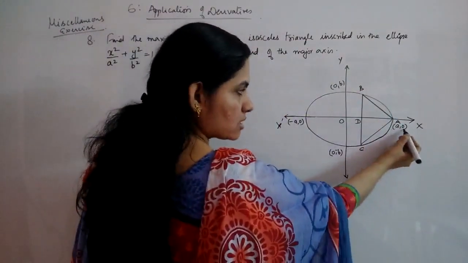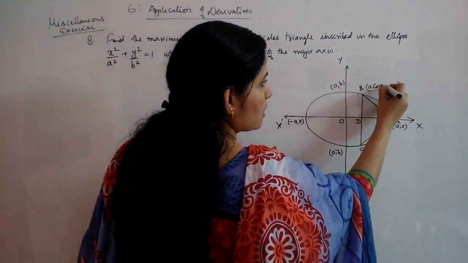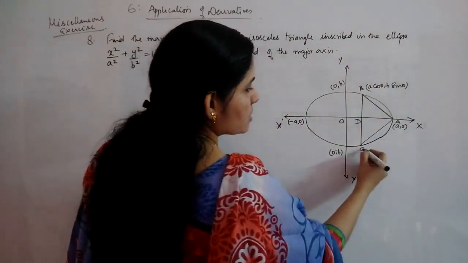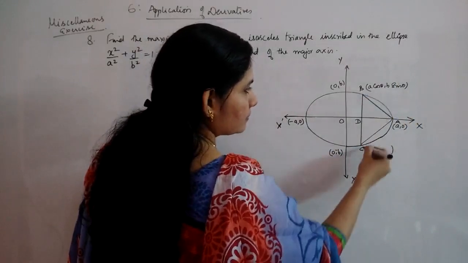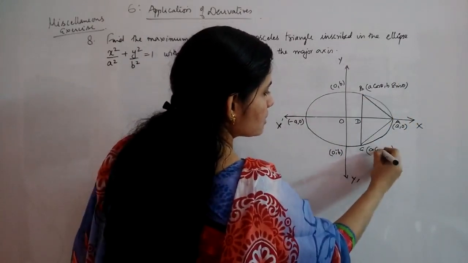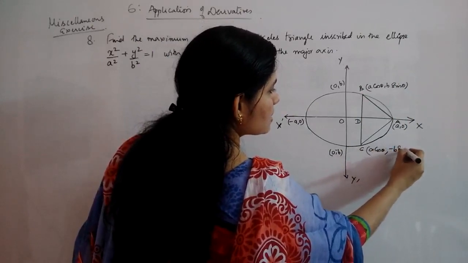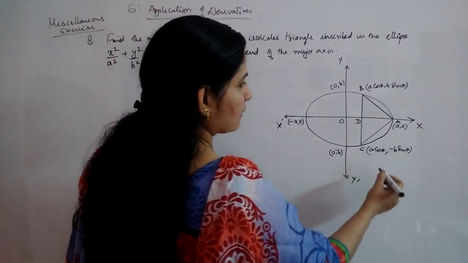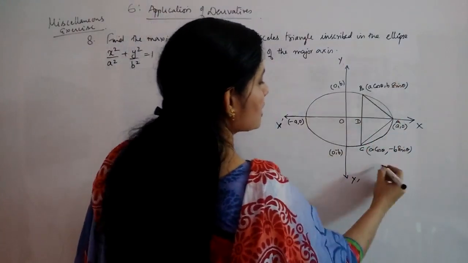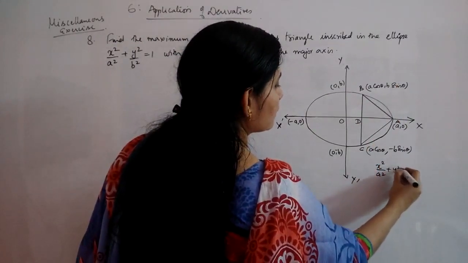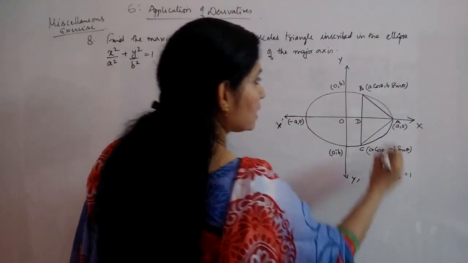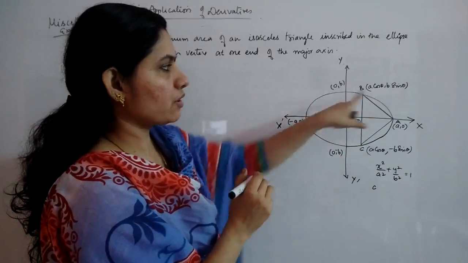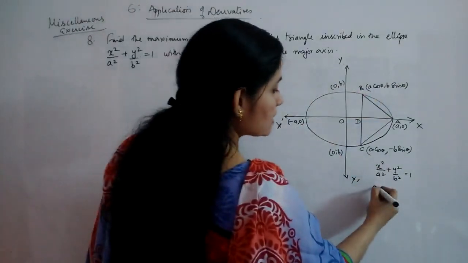Let A be (a, 0) and B be (a cos theta, b sin theta). Any general point on an ellipse is of the form a cos theta, b sin theta. C will be on the same vertical line, so it is a cos theta, minus b sin theta, with the y coordinate negative. Why are we taking this general form? Because any point on the ellipse is of this form.